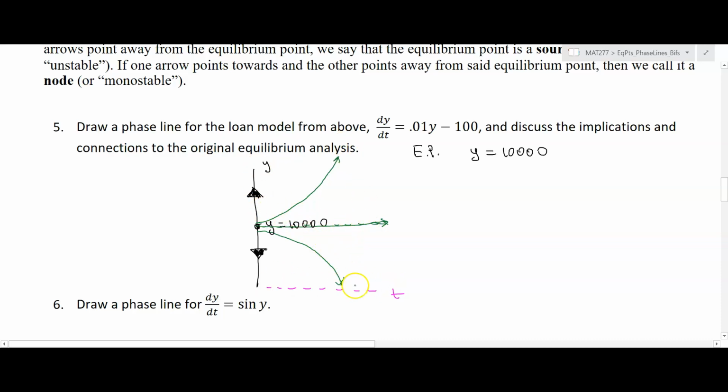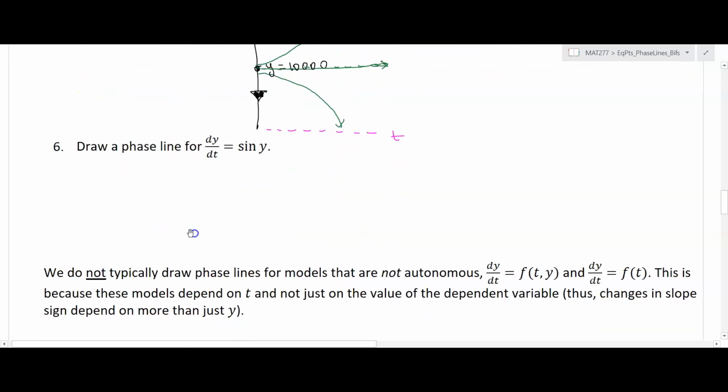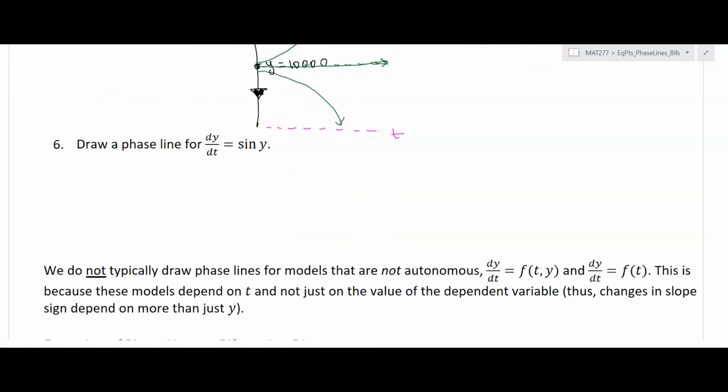So notice that we could superimpose this t-axis, but it's not necessary, because this one phase line tells you everything that you need in terms of long-run behavior of those functions. Now, if you wanted the exact curve, you just have to solve this model using separation of variables. So it depends on what our task is, which will ultimately determine what type of tool we use. Let's do one more, dy/dt equals sine of y.